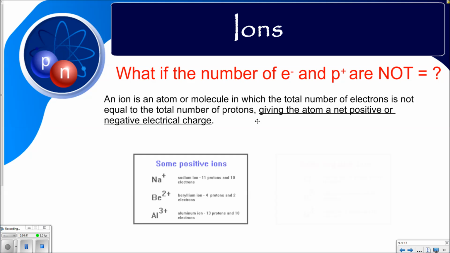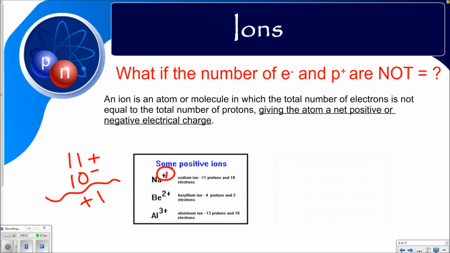So here's some examples. Some positive ions. You can have sodium plus, which is really sodium plus 1. We just don't write the 1. Where this sodium ion has 11 protons and 10 electrons. So this should make sense to you. If we have 11 protons, this is 11 positive charges. And if we have 10 electrons, then this is 10 negative charges. So overall, we have a charge of +1, right? Hence the +1 for the sodium atom.